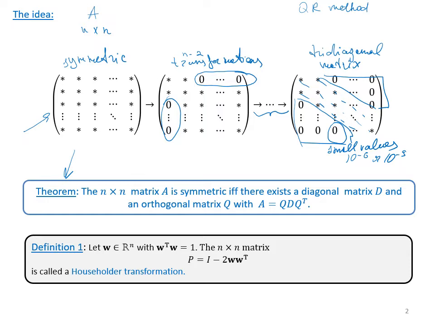So here is the definition. Let W be a vector from R^n with the property that transposed vector W multiplied by W equals 1. The n by n matrix P equals the difference between the identity matrix and the doubled product of vector W and transposed vector W, and is called a householder transformation, or sometimes we call P the householder matrix. You can use any notation.